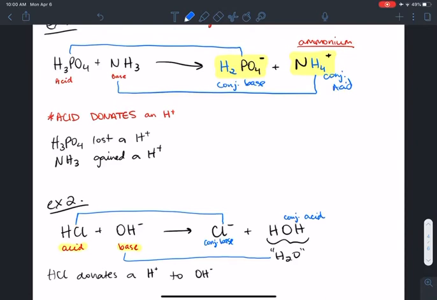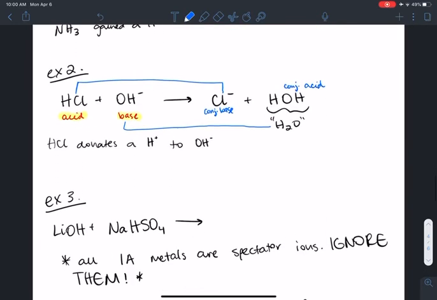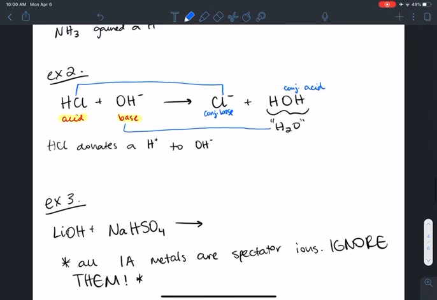So a base always turns into a conjugate acid, and an acid always turns into a conjugate base. Okay? The HCl lost its proton to the hydroxide molecule. Let's do another example. So here we have lithium hydroxide and sodium hydrogen sulfate.